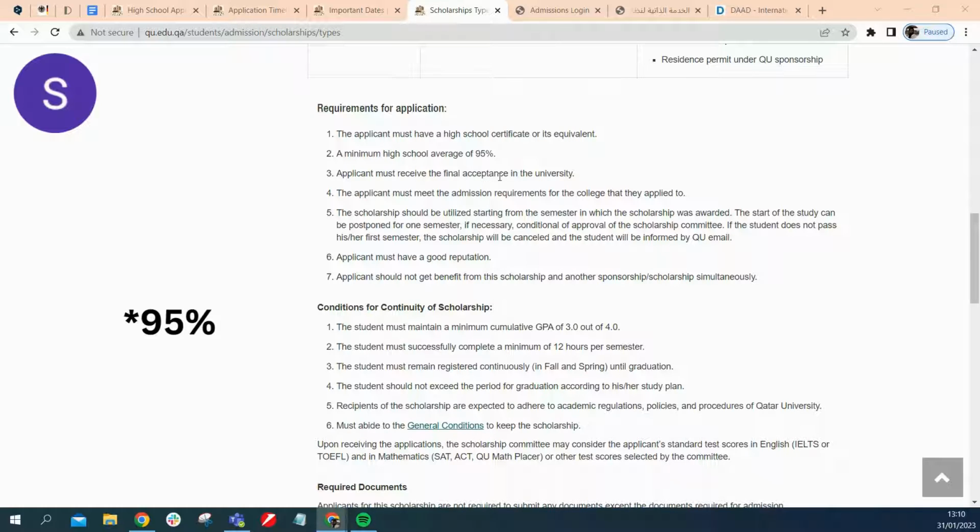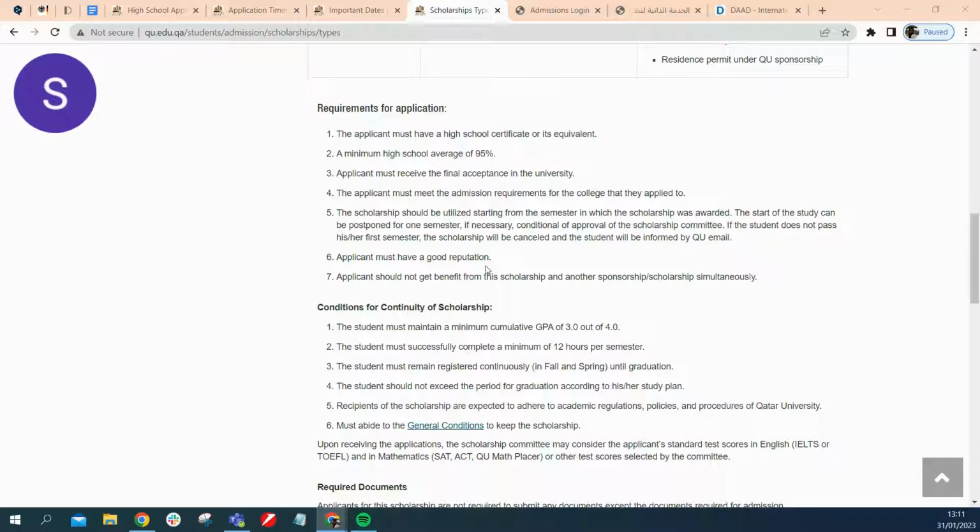Applicant must receive the final acceptance in the university, so you should be accepted to study your program. So you should also meet the admission requirements for the college that you apply to, depending on the faculty, maybe engineering, business, arts. So you should meet their requirements. The scholarship should be utilized starting from the semester in which the scholarship was awarded. So you should already start using the scholarship on the go, and the applicant must have a good reputation.